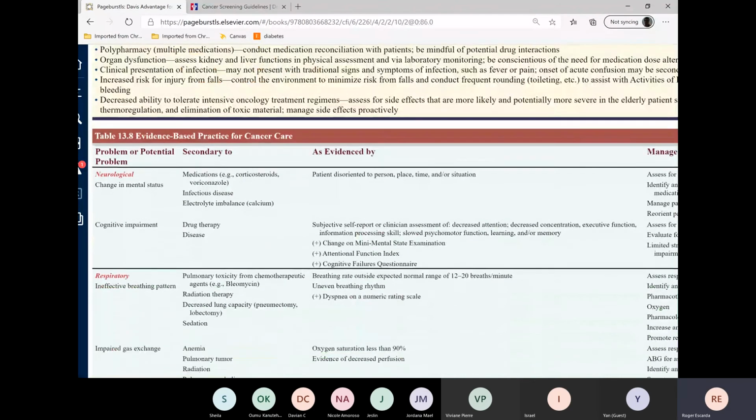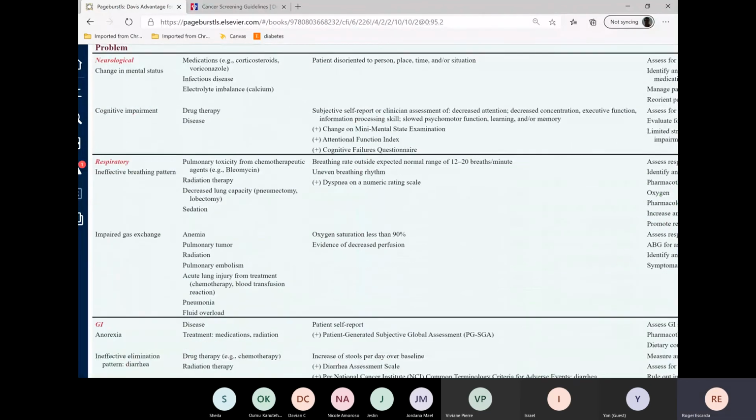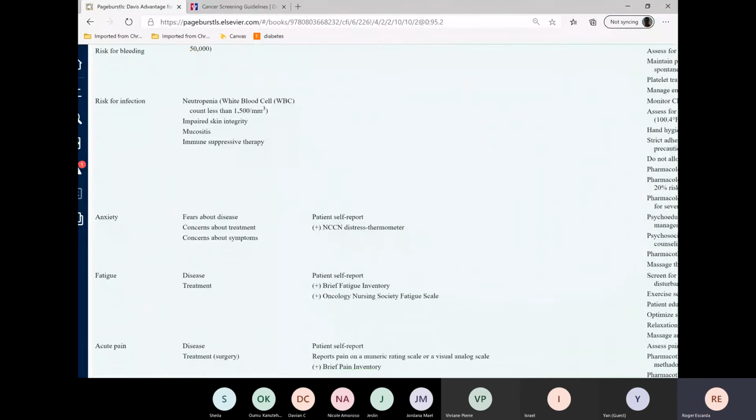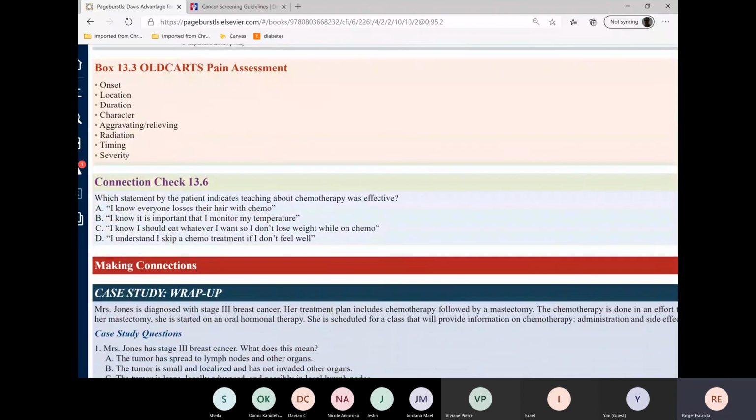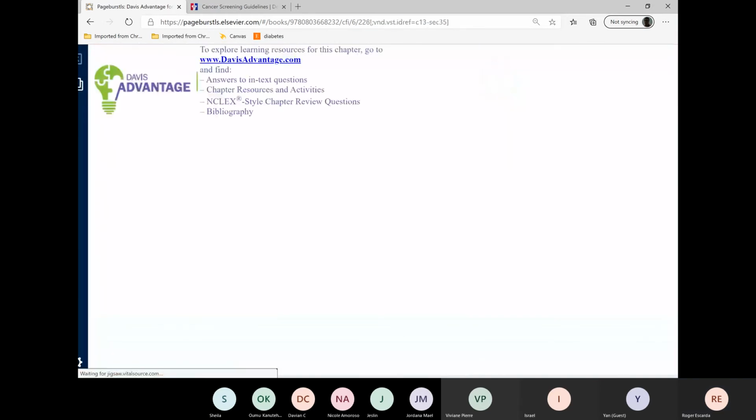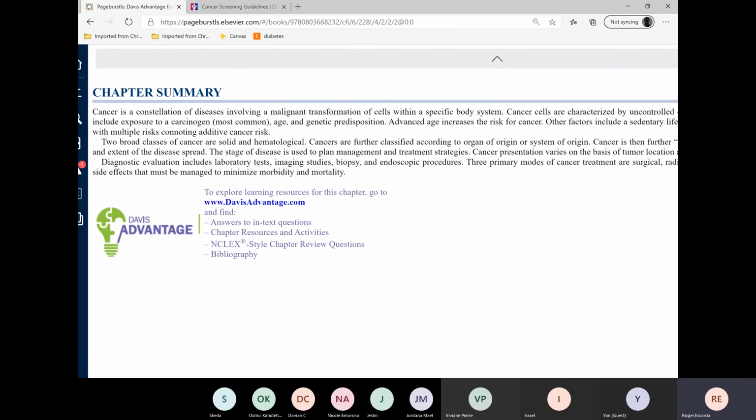We already covered the bone marrow transplant, so I'm not repeating that. Here is pain management. You had a different acronym last semester. Here's another acronym for cancer. This is pain assessment. Old CARTS: onset, location, duration, character, aggravating or relieving factors, radiation, timing, and severity.